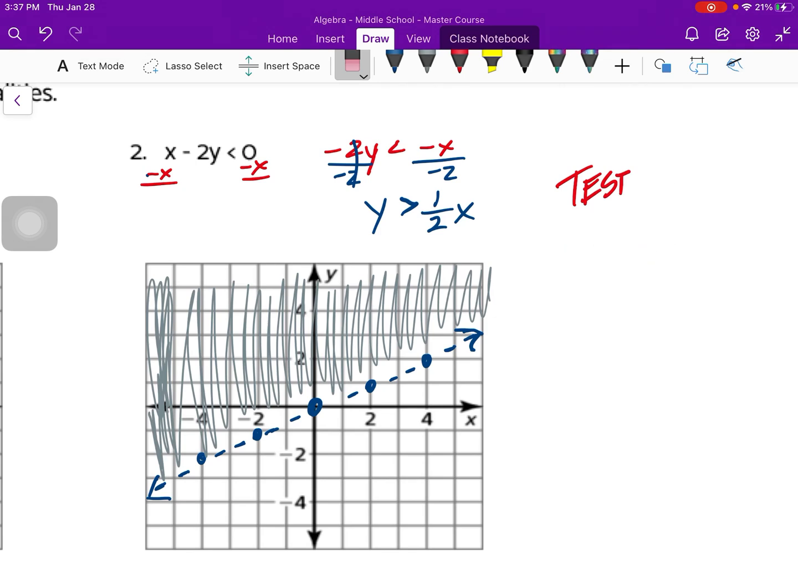So let's use, how about this point, 1, -2, this point here. I'm going to test this point. So we're going to use 1, -2 as our test point.